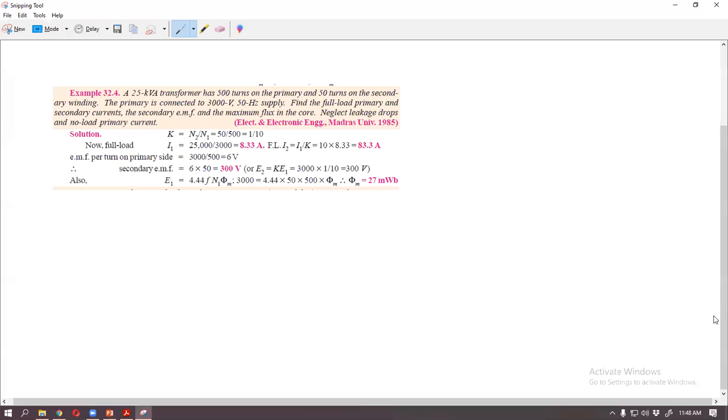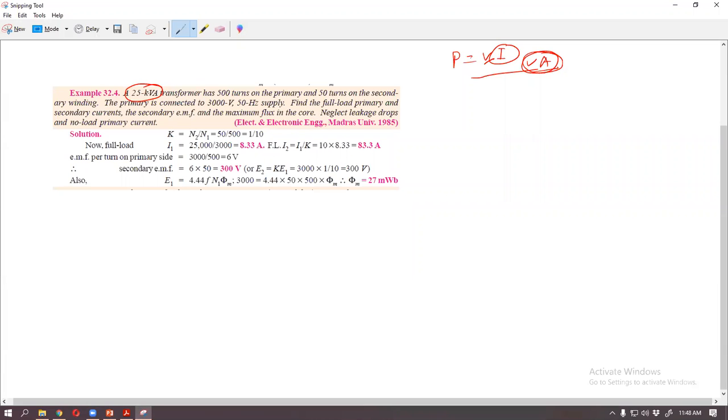Okay, this problem. This is the transformer, 25 kVA. kVA means this is the power. Kilovolt ampere, you know that P is equal to VI, V unit volt and I unit ampere. So VA means power, unit VA. kVA means kilovolt ampere. So 25,000 volt ampere. So this is the power.